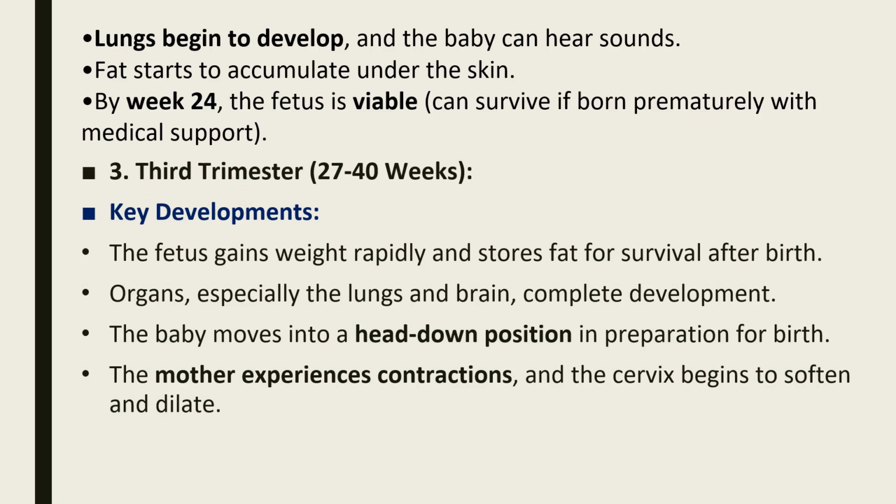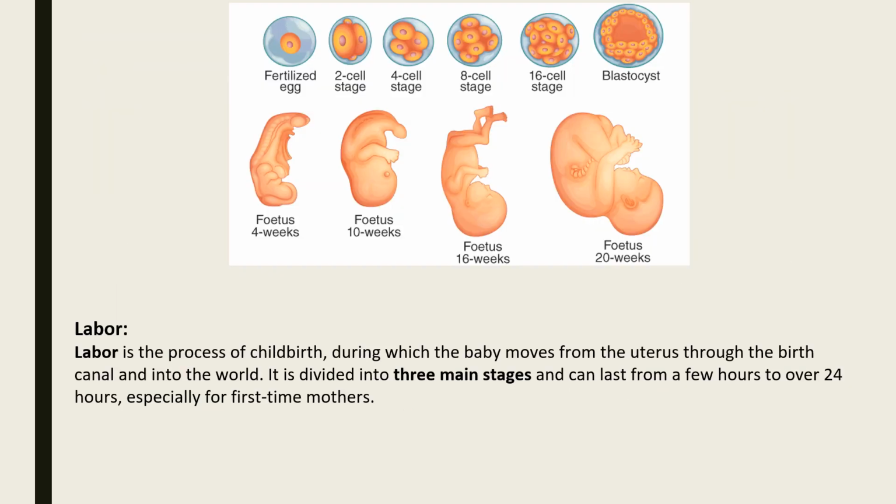Number three is the third trimester. In the third trimester, the fetus gains weight rapidly and stores fat for survival after birth. Organs, especially the lungs and the brain, are completely developed, and the baby moves into a head-down position in preparation for birth. The mother experiences contractions, and the cervix begins to soften and dilate. So you can see here a fetus at 4 weeks, then 10 weeks, then 16 weeks, and then 20 weeks.